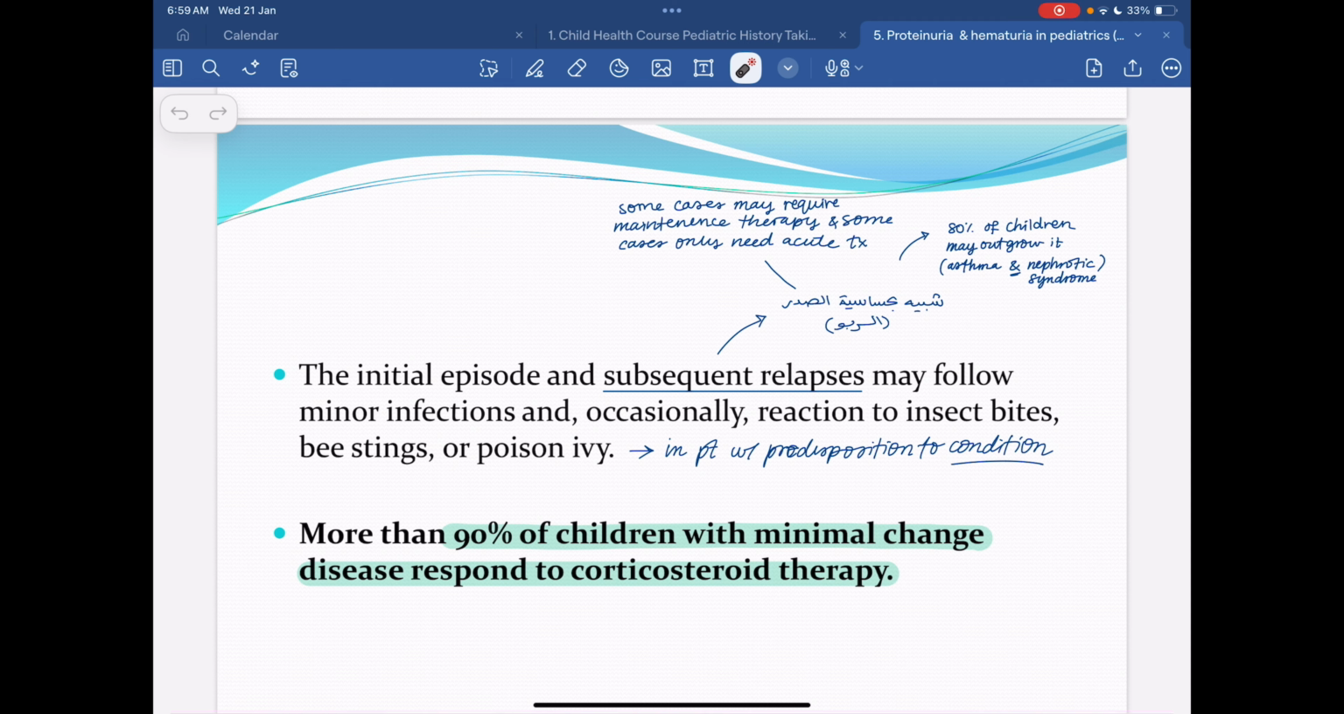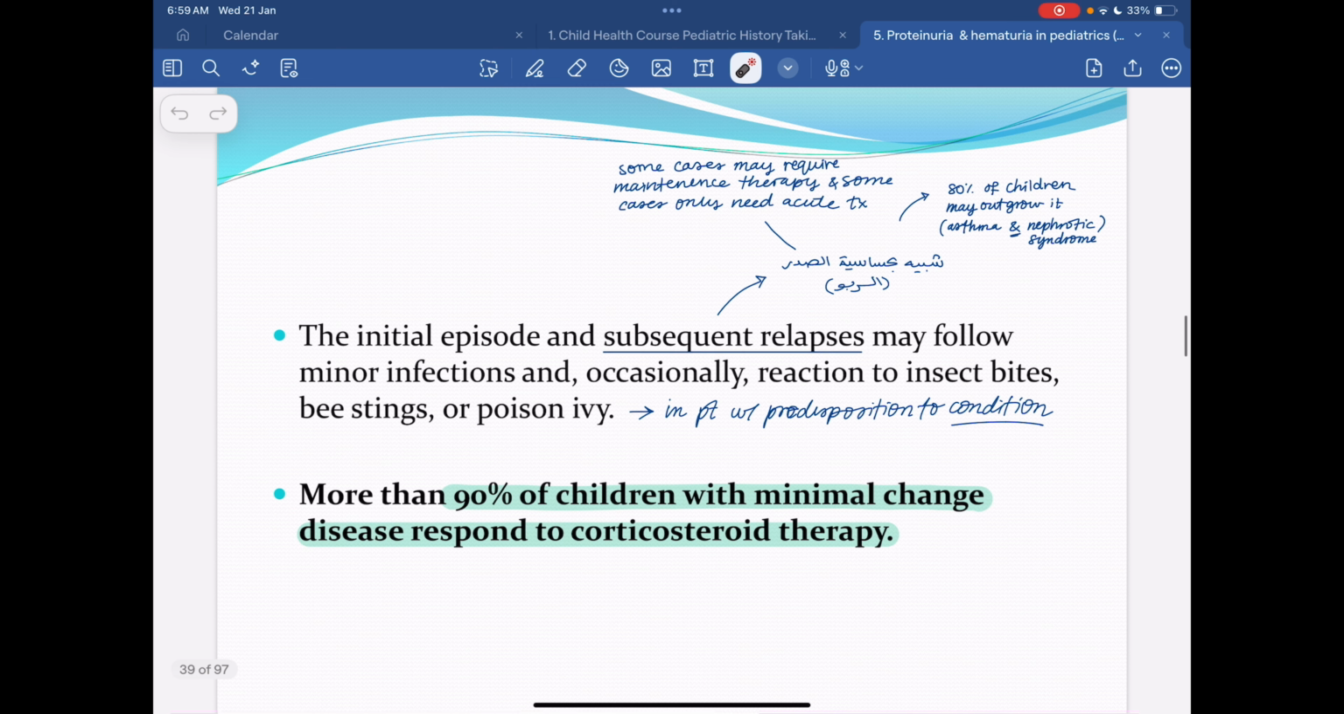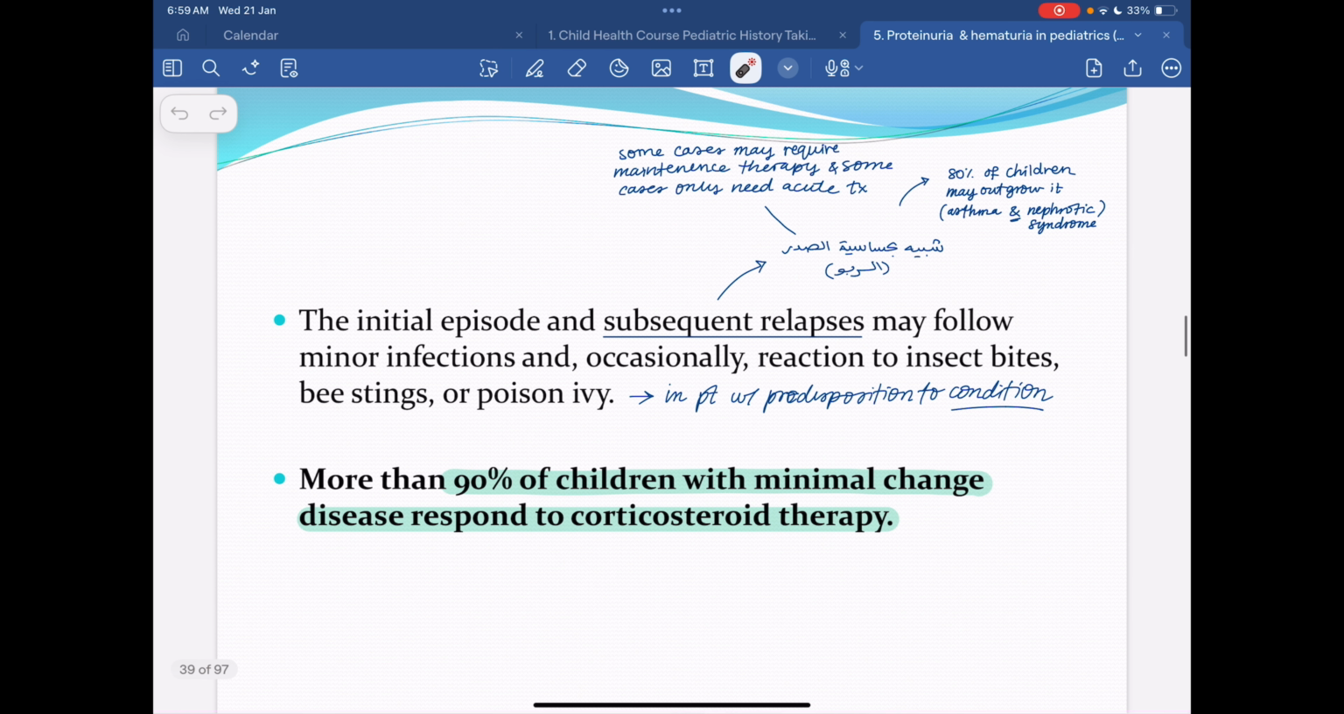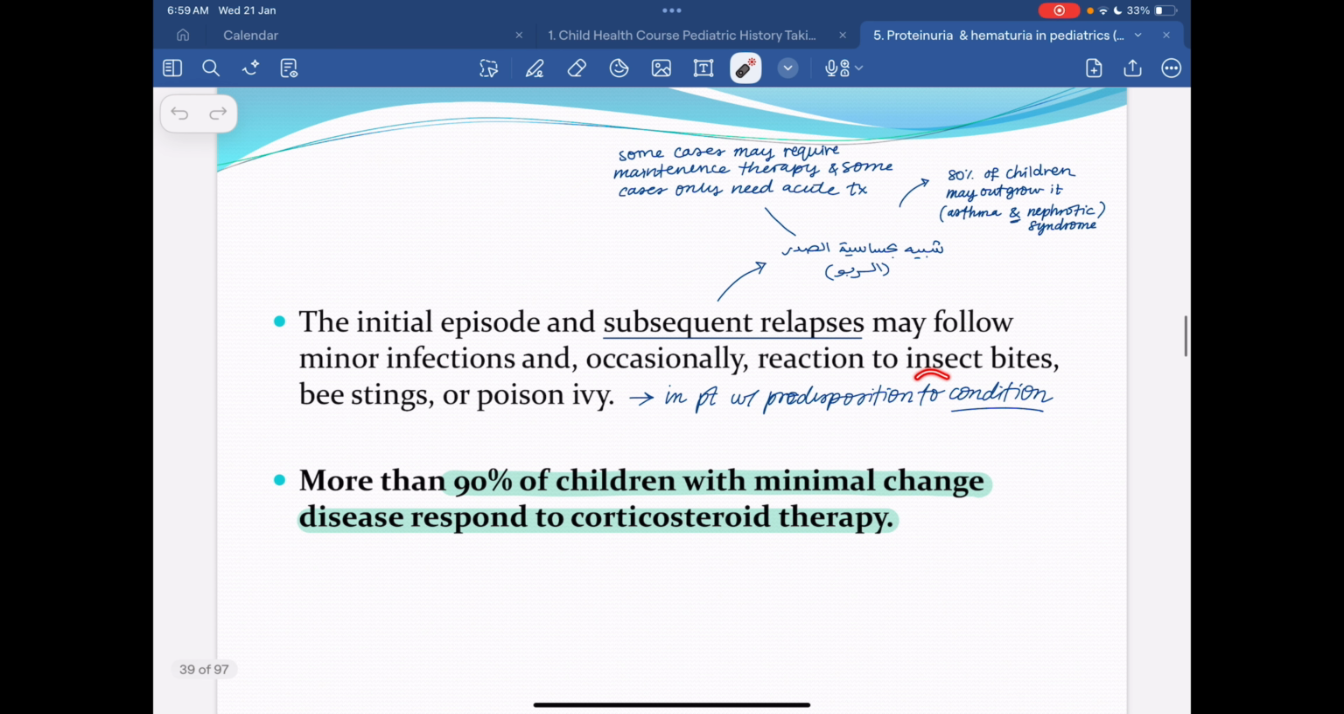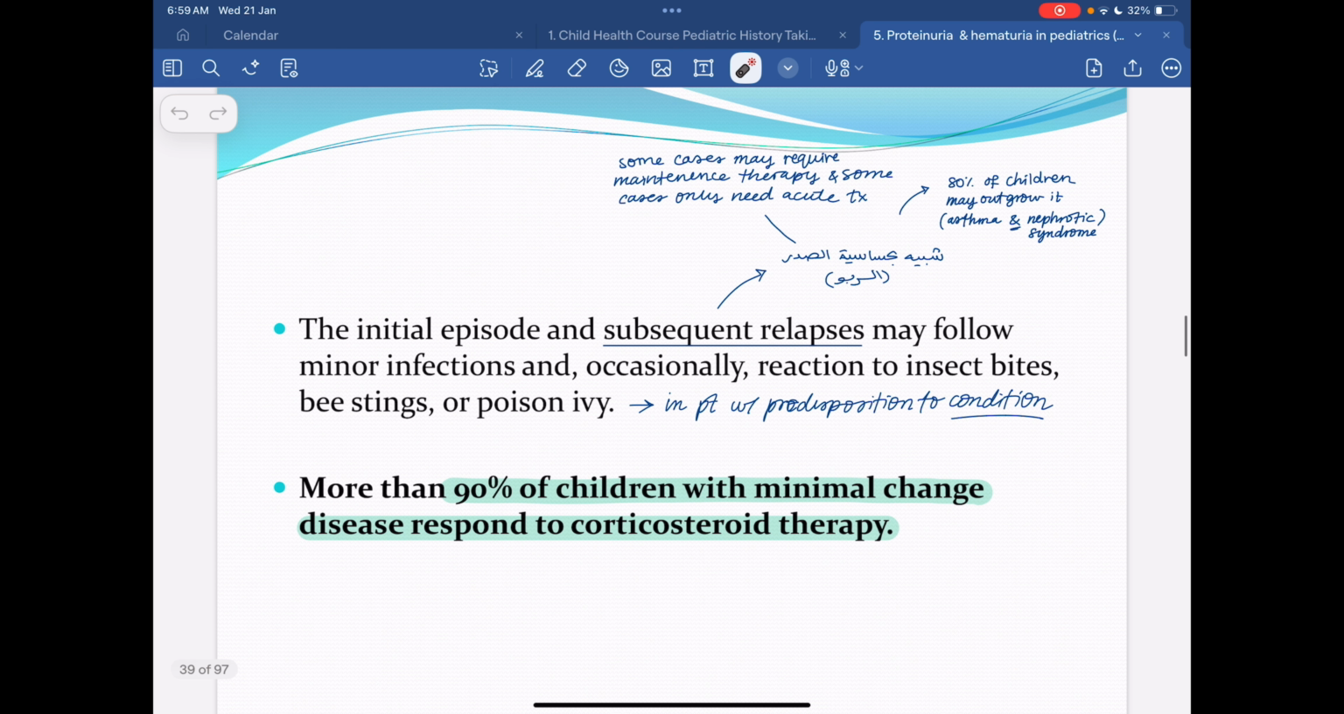What triggers it? زي حساسية الصدر عندنا triggers, so minor infections, reaction to insect bites, bee stings, poison ivy. هو ما يجي لأي طفل, بس يجي للأطفال اللي عندهم predisposition to develop minimal change disease. فمو أي طفل مثلا يتعرض هذه الأشياء يعني خلاص نمنعه, يعني أول ما يجي any insect bite نخاف عليه من مشاكل في الكلى. لا.